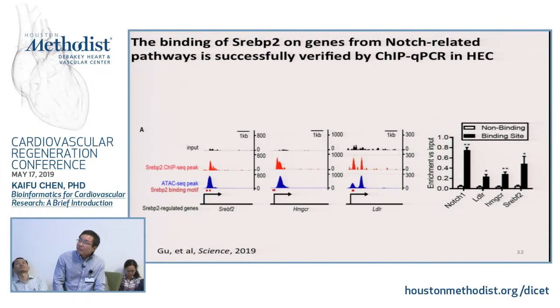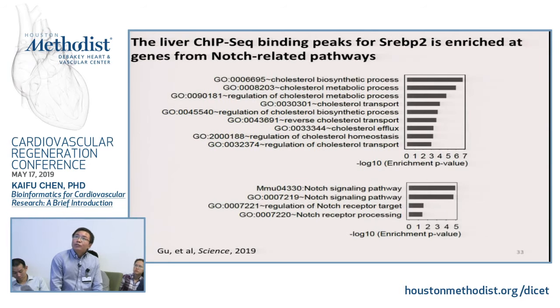And further, Chen's experiment also verified the binding of SREBP2 on these binding sites defined by ChIP-seq data from the liver samples. Next, we also analyzed the enriched pathways for the genes associated with the ChIP-seq binding peaks for SREBP2 in the liver. Actually, we found the ChIP-seq data from the liver show enrichment in these LOCH or cholesterol-related pathways.